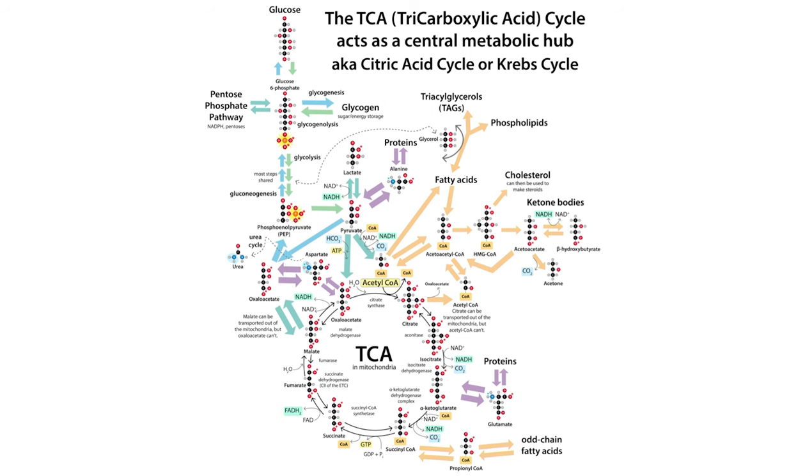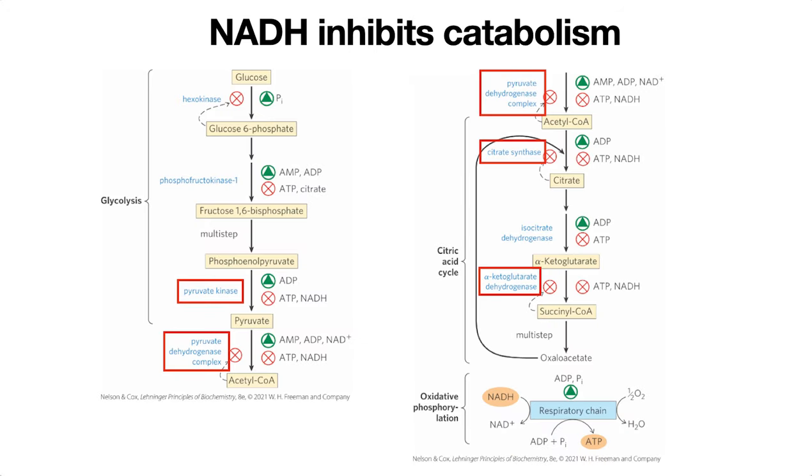So NADH is going to inhibit that. It's going to inhibit a lot of other catabolic pathways. Bottom line, we don't want NADH building up. And so we need to have a way to regenerate that NAD+, not only so we can keep glycolysis going, but also so that we don't inhibit those other processes.